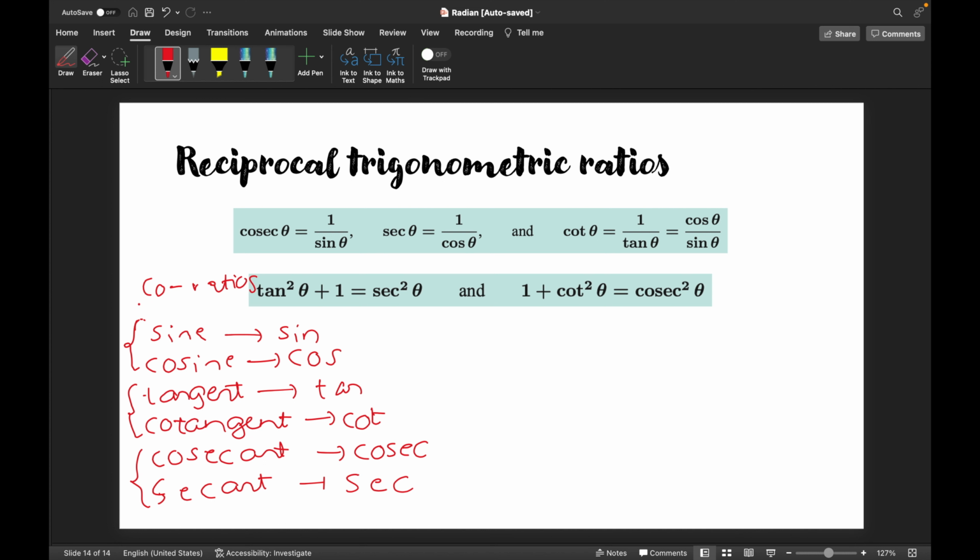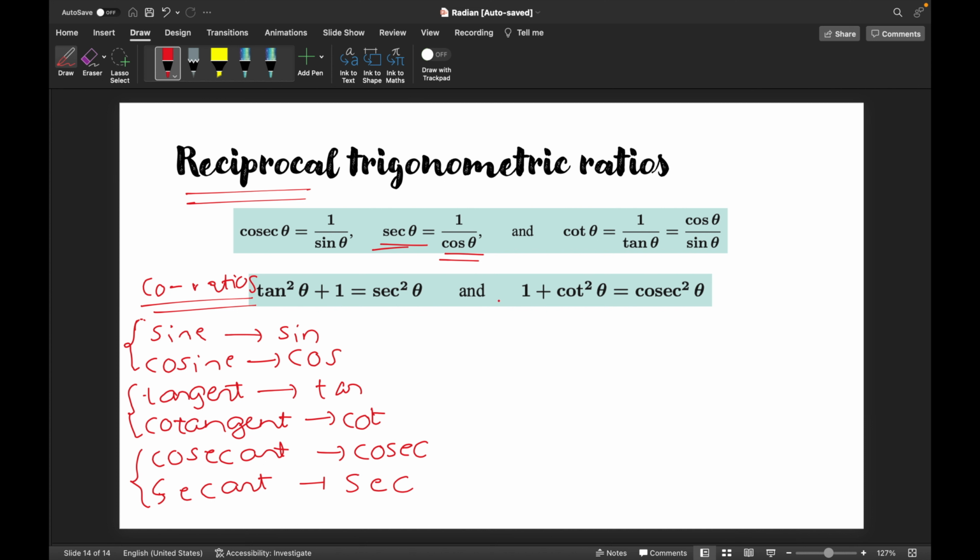But co-ratios and reciprocal trigonometric ratios are two different things. The reciprocal of sine would be cosecant. The reciprocal of cos would be secant. And that of tan would be cot. It just means that cosecant would be 1 by sine theta, secant would be 1 by cos theta, and cot would be 1 by tan theta.